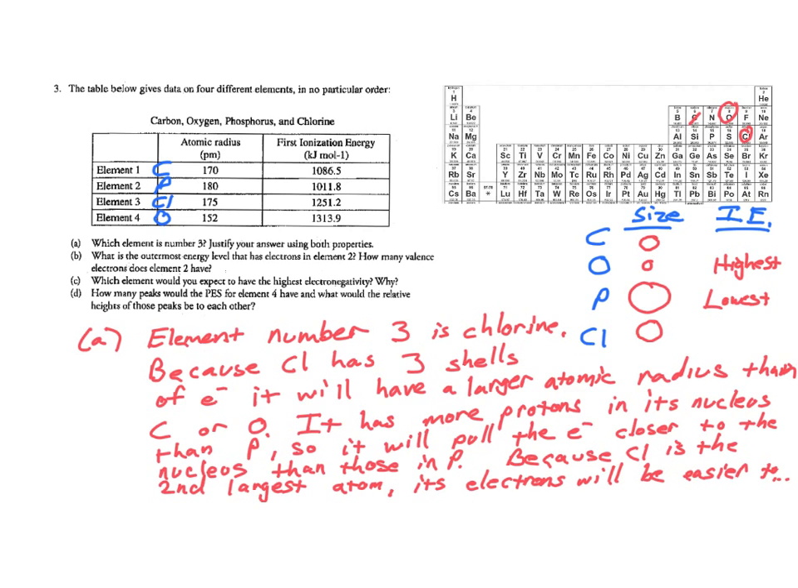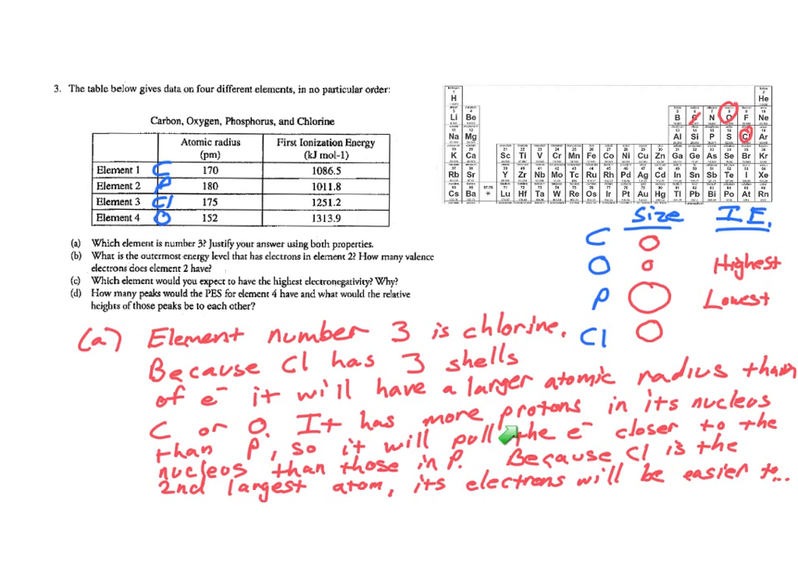Alright, so I've written out an explanation here, and I hate to tell you I couldn't finish it. I just don't have room on the tablet. But let's see what I've got so far. Element number 3 is chlorine. So make a statement. They asked us which element was number 3, and so we answered the question at least. And then they wanted us to justify in terms of both properties, as in the atomic radius and the first ionization energy. So because chlorine has 3 shells of electrons, it will have a larger atomic radius than carbon or oxygen.